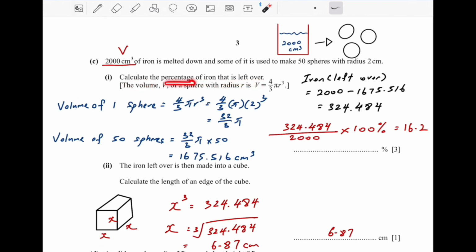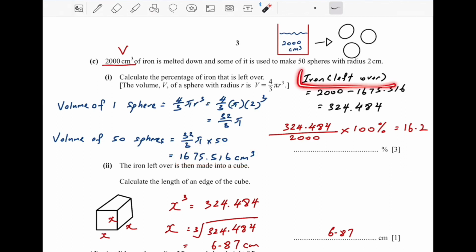So calculate the percentage of iron that's left over. Before you calculate the percentage of iron left over, you need to know how much has been used, right? So we start with the volume of a sphere, 4/3 pi r cubed, put in the value for radius, keep your answer in pi. Why? Because if you keep your answer in pi, this is not the final answer, right? Your final answer will be more precise, okay? So keep your answer in pi for now. That's the volume for one sphere, times 50, that's the volume of 50 spheres, okay?